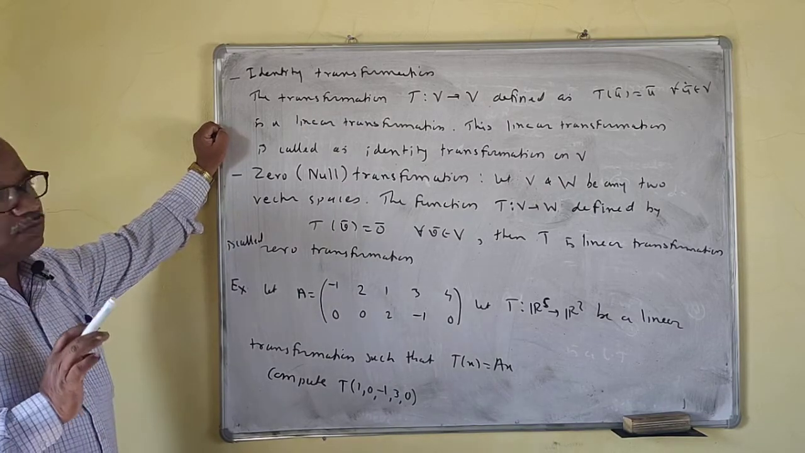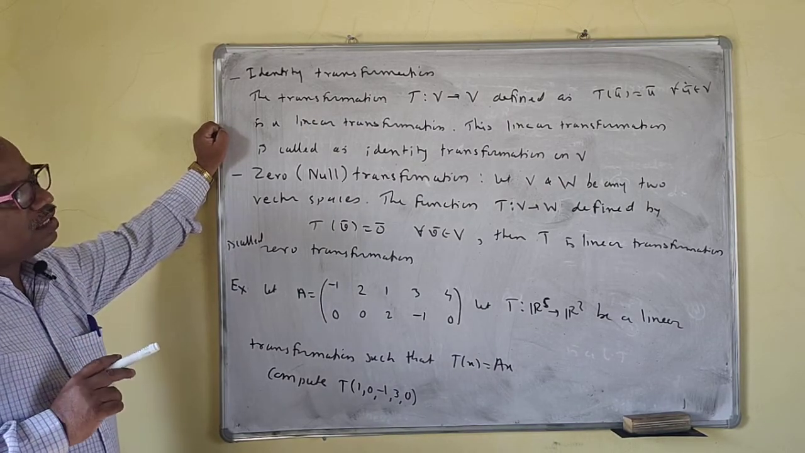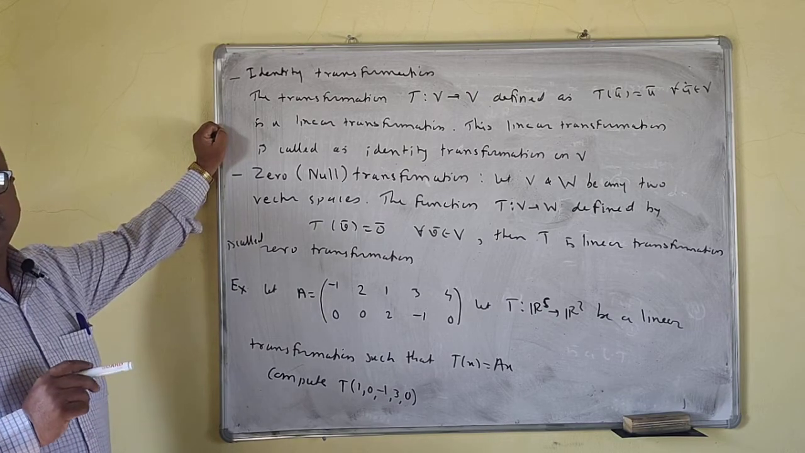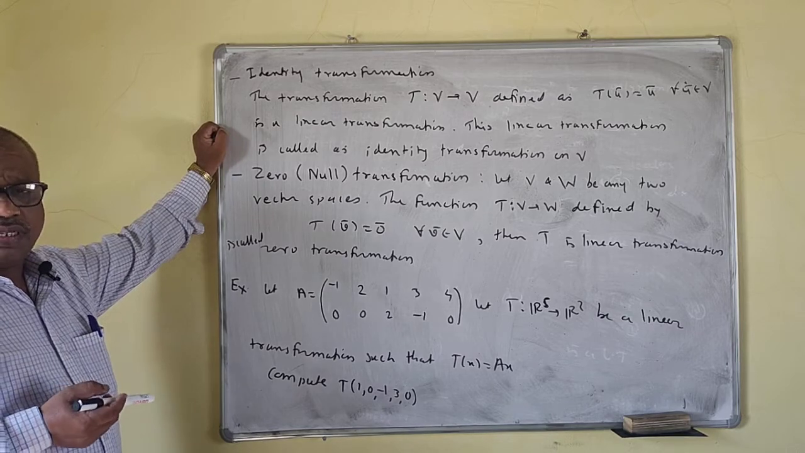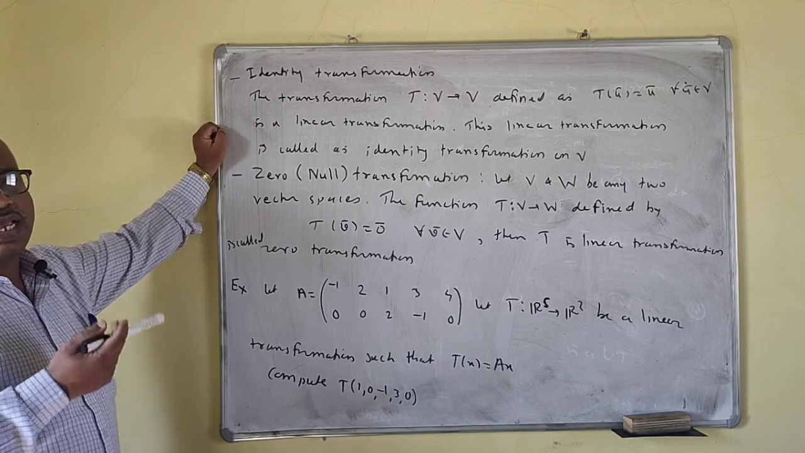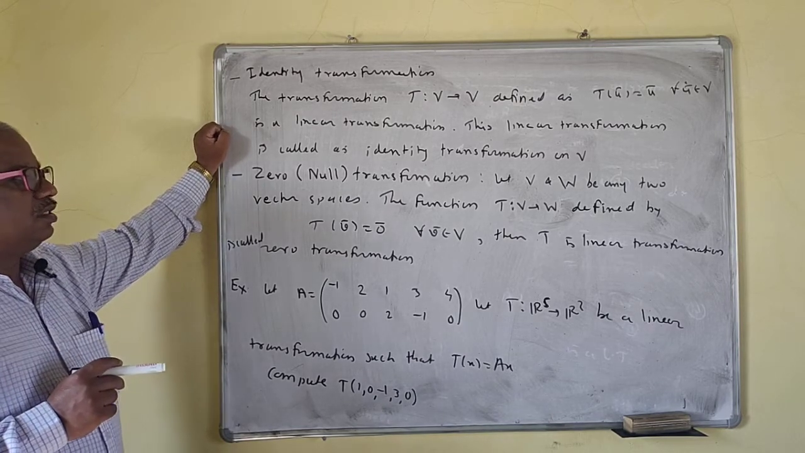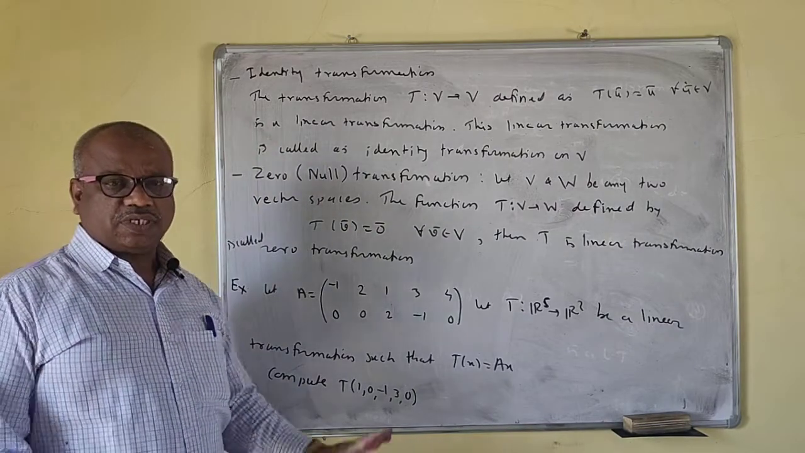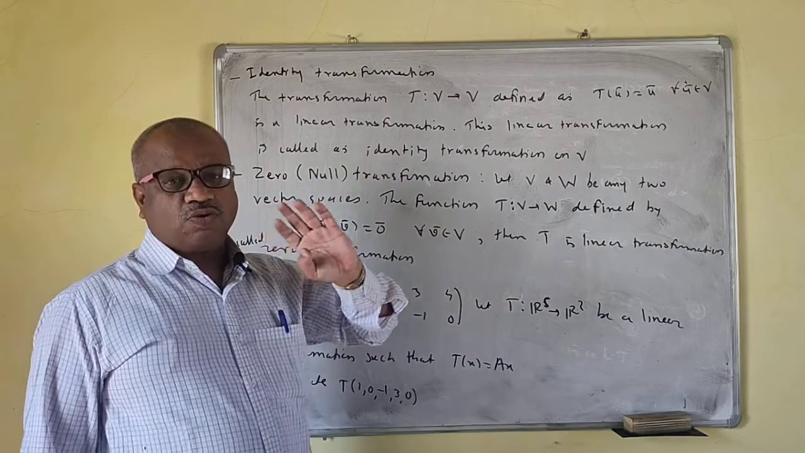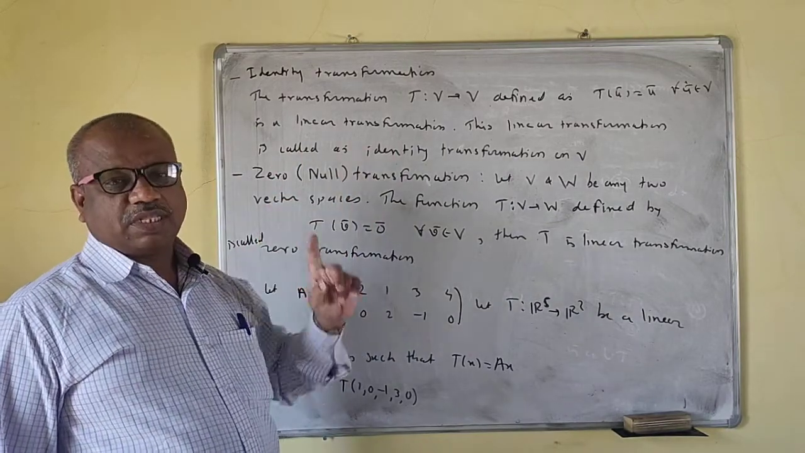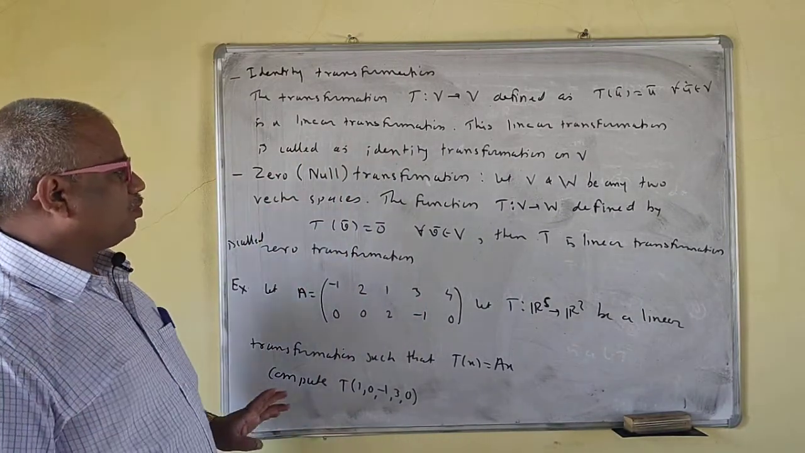So this is a linear transformation because we have proved that T of u bar is equal to k u bar is a linear transformation. If you put k equal to 1 here, then that will be the linear transformation, and this linear transformation is called the identity transformation. So T of u bar is equal to u bar is a linear transformation, called the identity transformation.